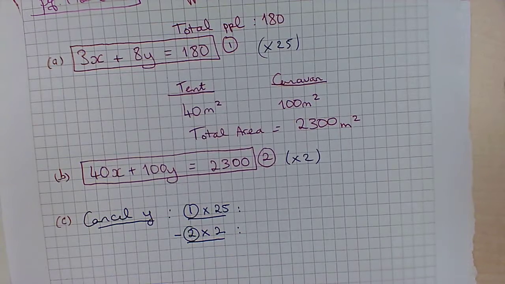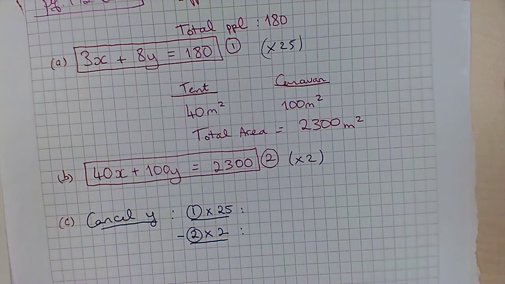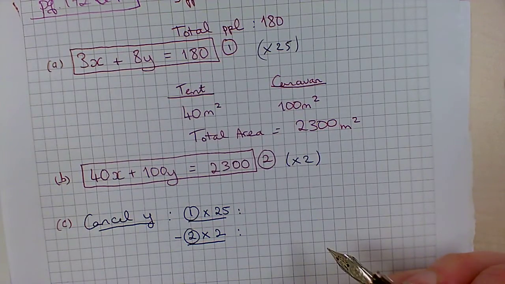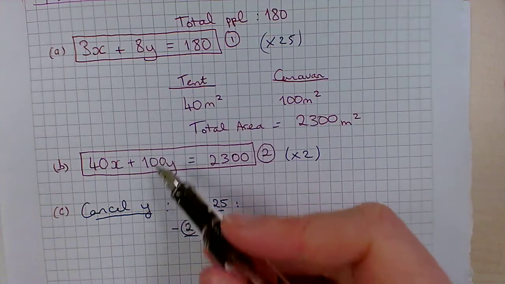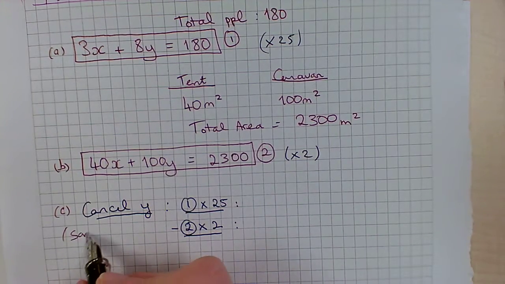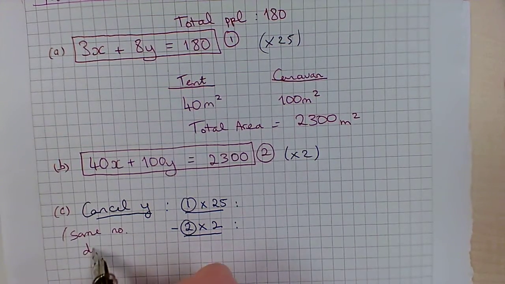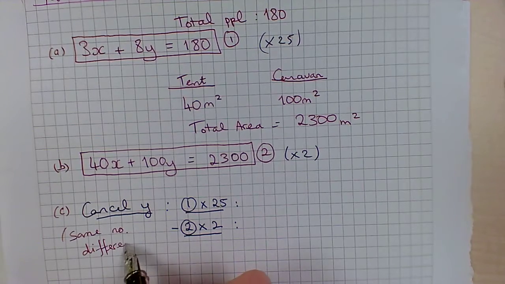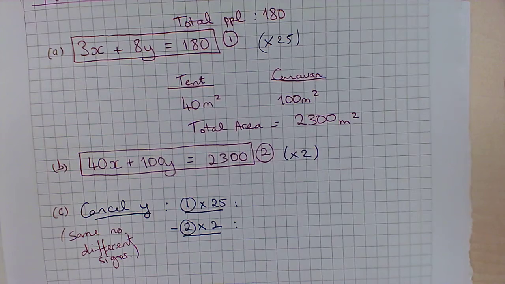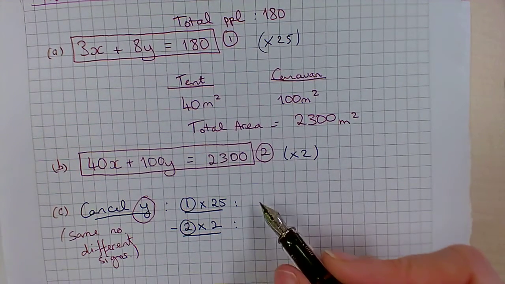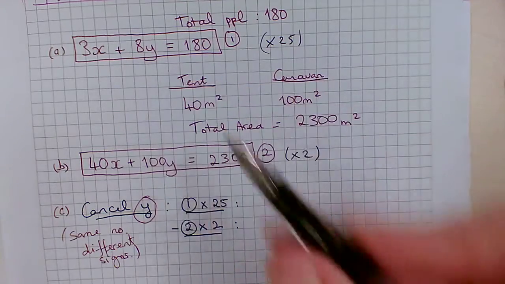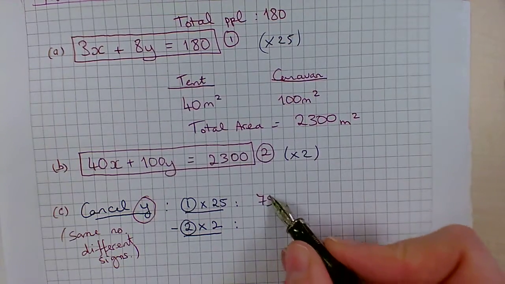The important thing is that I need to have the same number in front of y. So I need the same number and different signs. So I'm reminding you now of why we're doing this. Same number and different signs in front of y, because y is what I'm trying to cancel. So everything must get multiplied by 25 here.